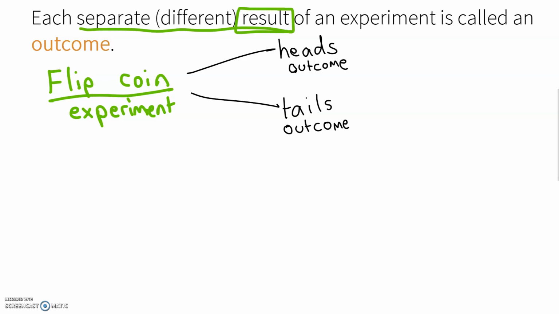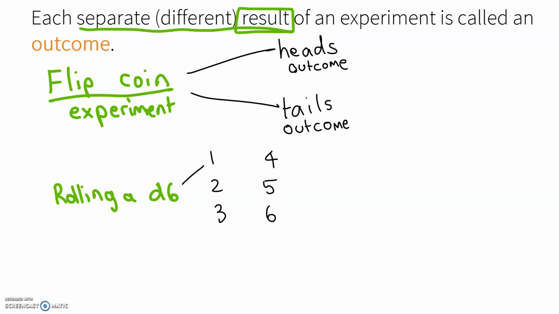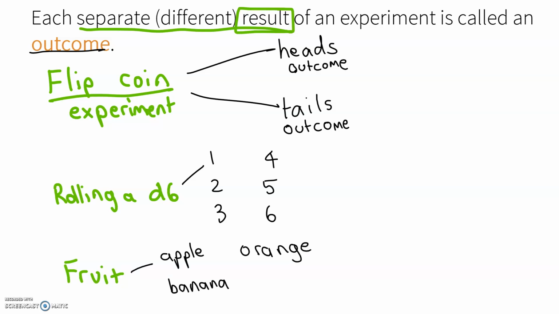Okay, and you could do rolling a die. Let's say rolling a d6, a six-sided die. Okay, and there's a bunch of different outcomes here. You can get a 1, you can get a 2, you can get a 3, you can get a 4, you can get a 5, and you can get a 6. Each of these are different outcomes. And then if we go to the fruit one, I'm not going to write the full thing. There's a lot of different fruits you could get depending what's in the bowl. So you could get an apple, that's an outcome. You could get a banana. You could get an orange, etc. Okay, so each different thing that can happen is a separate outcome.